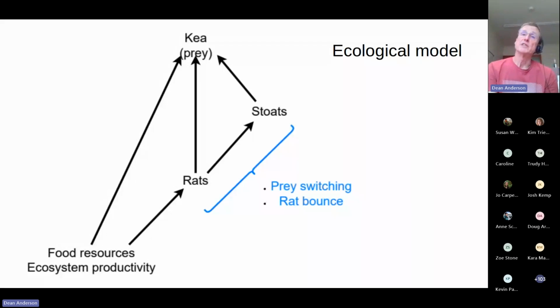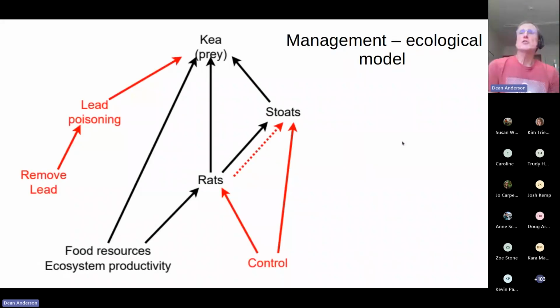But we can add to it additional dynamics such as prey switching. So when rat numbers are low, stoats might disproportionately start to target Kia, or the rat bounce effect that we've heard talked about in this workshop. And then there's a management ecological model. So we add in the human component, and we might do, as managers, control. So we could do direct trapping of stoats, or we could do 1080, which affects rats, and then stoats eat the toxic rats. And this all has a knock-on effect on the prey.